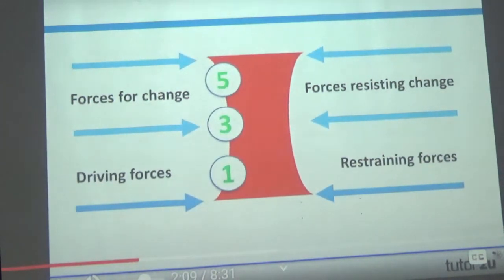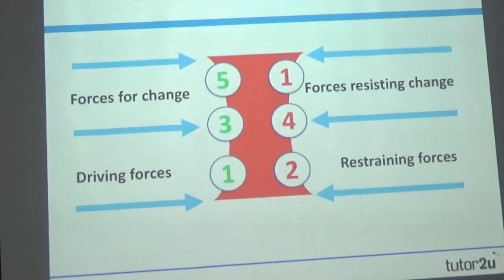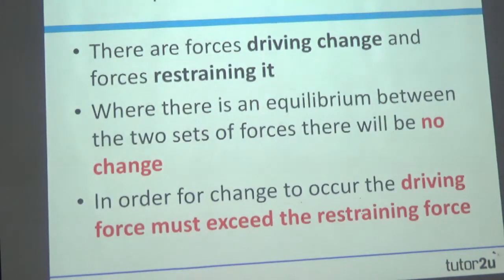You might have three forces on the left pushing for change. Maybe one is scored 5, in other words a strong force, one scored 3 and one scored 1. Added together, that would be 9. Against them, the forces of resistance, maybe three forces, but added together only equaling 7. So in this situation, Lewin would say that the forces for change are greater than the forces resisting change, and therefore change is possible.